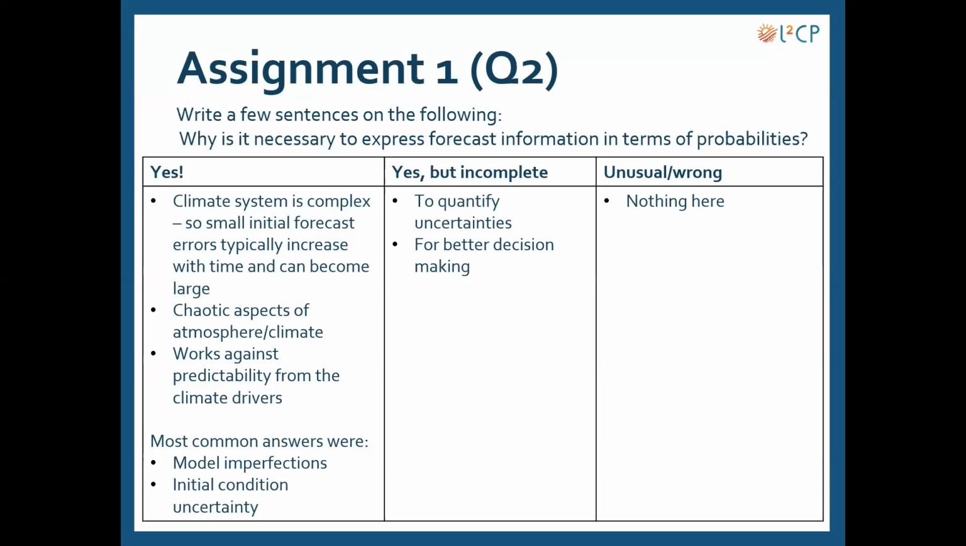People were saying we do it because we have to quantify the uncertainties. That's true. Looking at the middle column now, and it makes for better decision making. All these things are correct and true, but it wasn't really the core thing that we're looking for in the assignment. And there wasn't really anything unusual or wrong in the responses there.